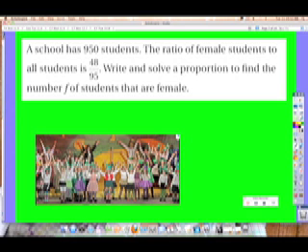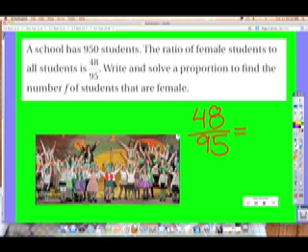It says the ratio of female to all students is 48 over 95. Guys, write that down. That's part of our proportion. So we've got 48 over 95. We're going to have equal something over something. Let's figure it out.